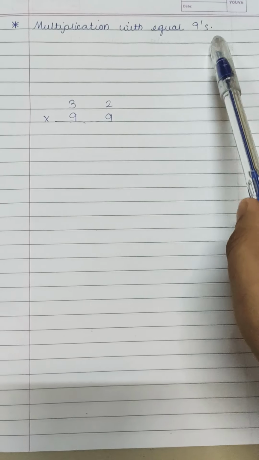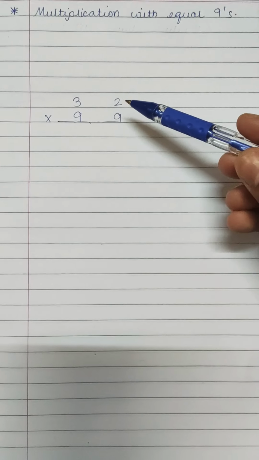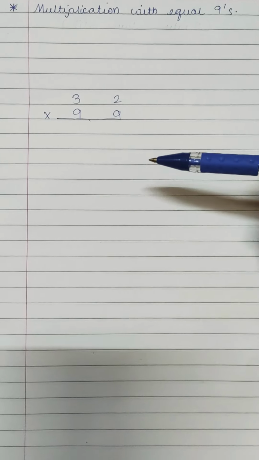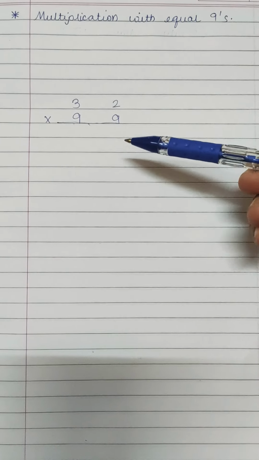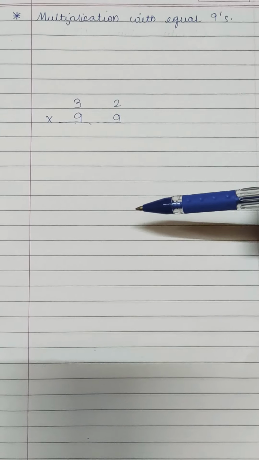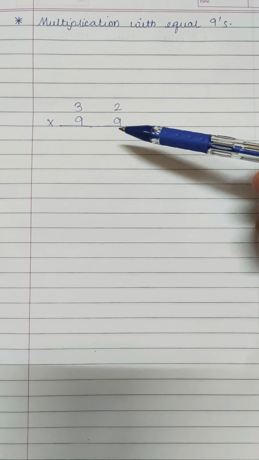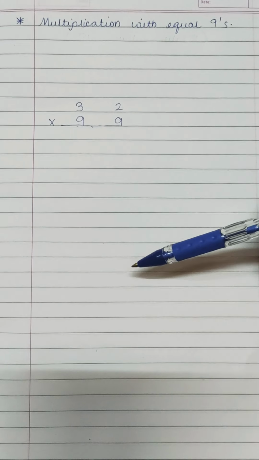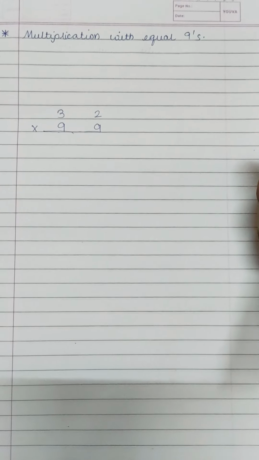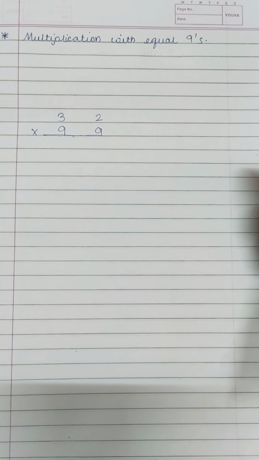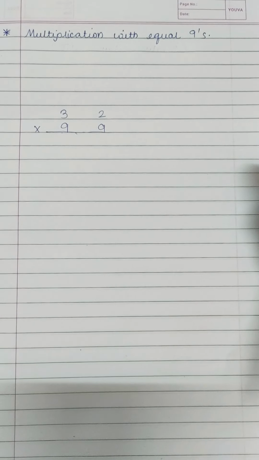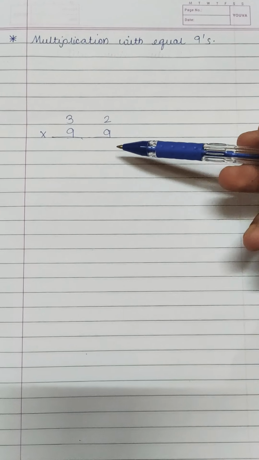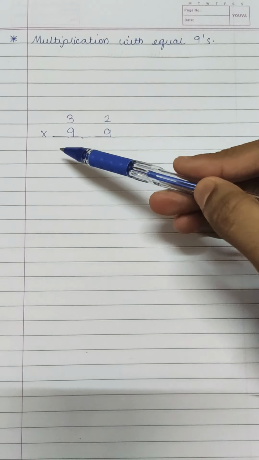In this video I'm going to show an easy multiplication trick that is only applicable with equal nines. So the sum which you can see here, 32 into 99. I ask you, in how many lines would you do this answer? You all would say 1, 2 and 3, right? But I have a very easy trick in which you can solve this in just one line.